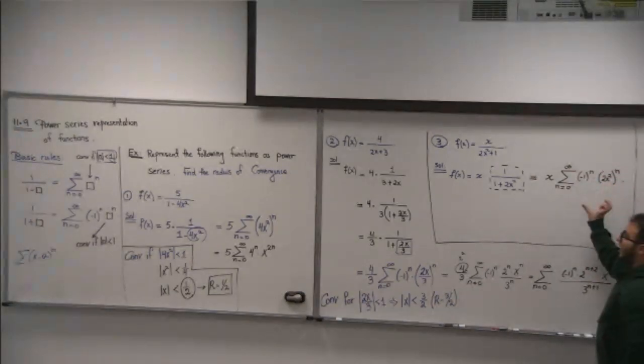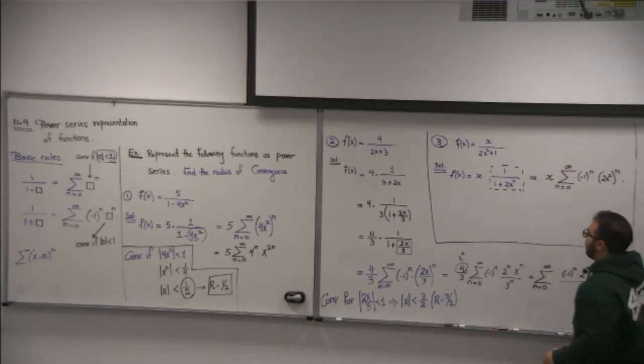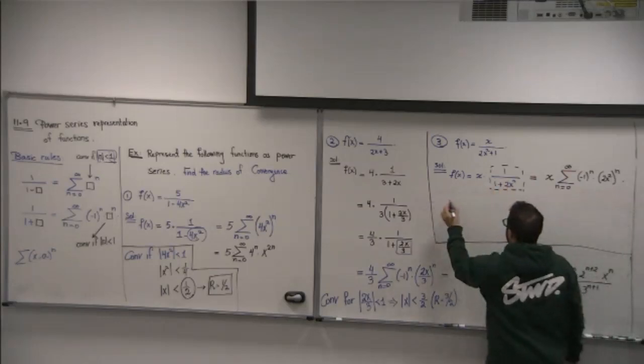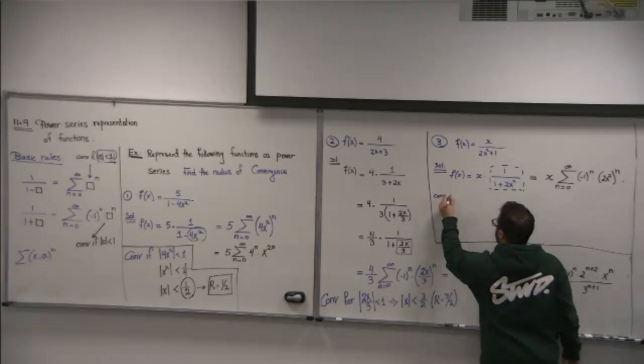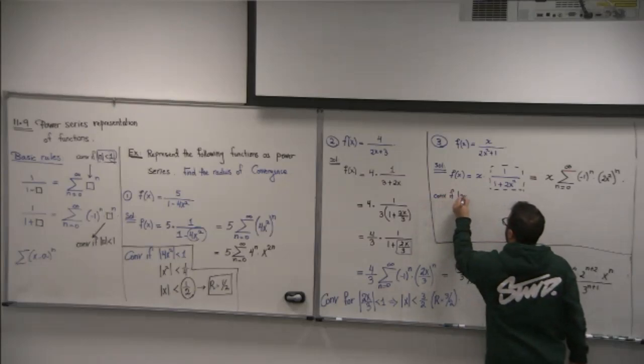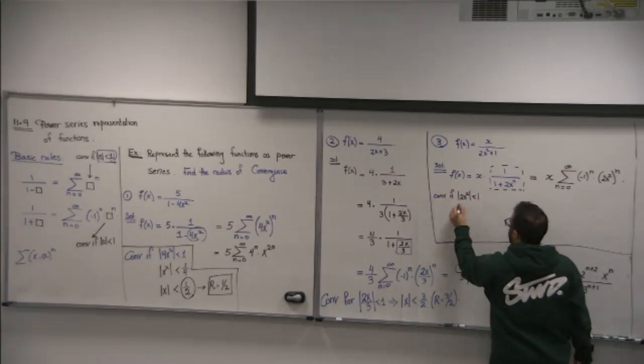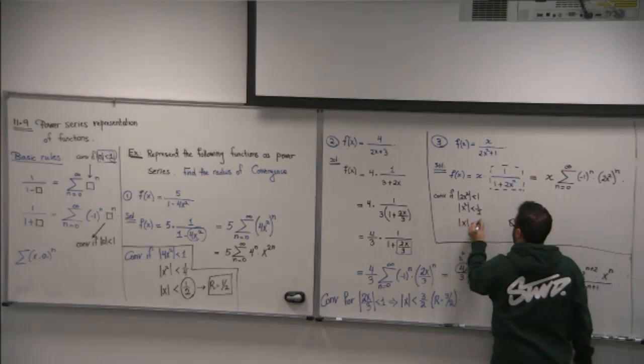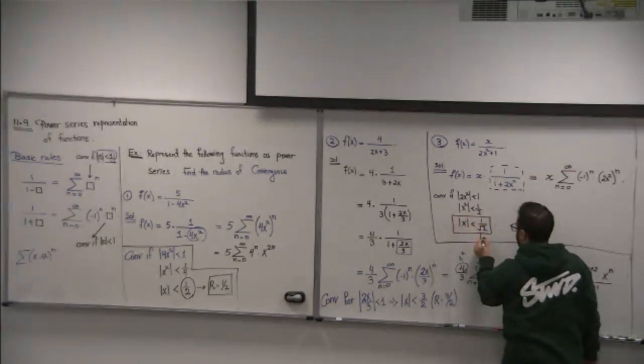Now let's immediately, after you find this, find the radius of convergence, because it depends on whatever is inside the box. So it converges if absolute value of 2x squared is less than 1, which means that absolute value of x squared is less than half, not enough. You have to have x to power 1 with coefficient 1. So 1 over root 2. So that's the R.